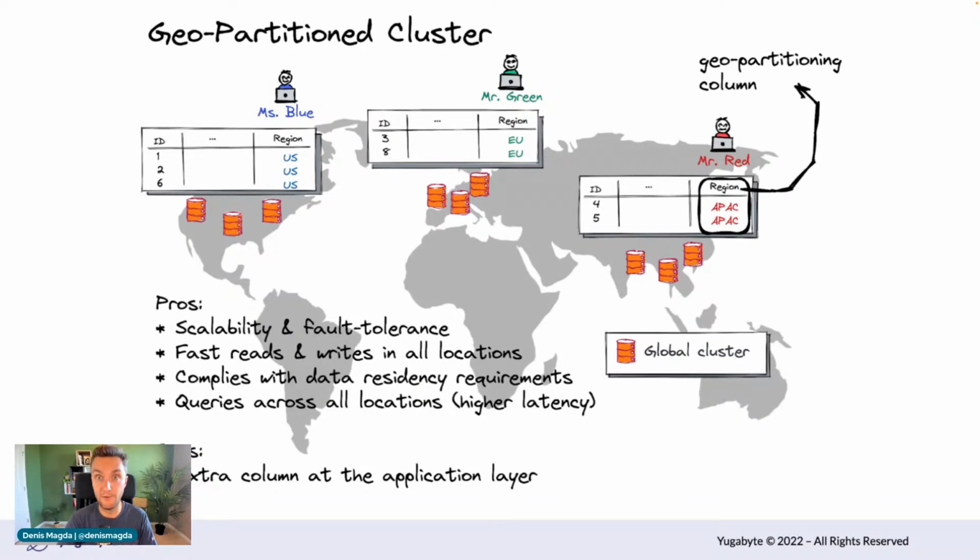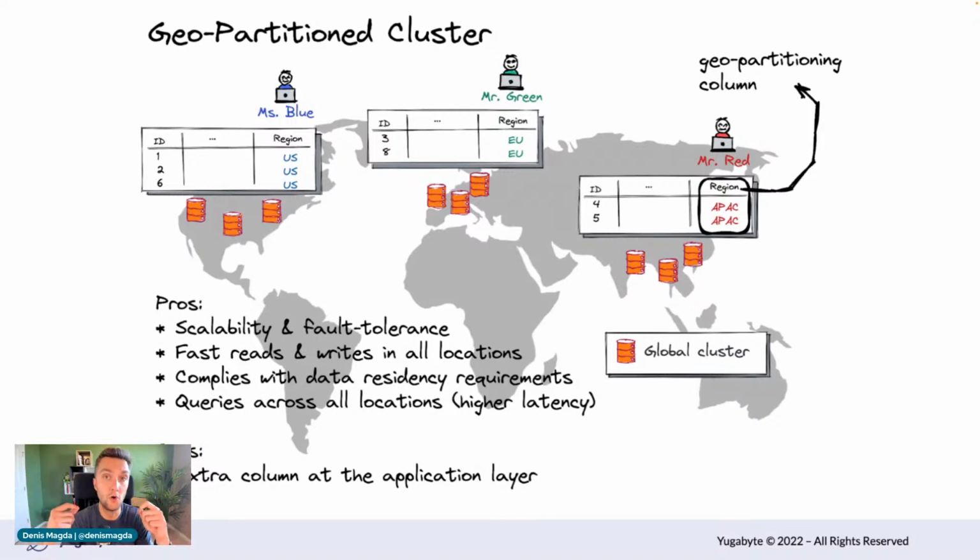And my database also needs to be deployed. Database nodes need to be deployed in all of the primary locations. There is another, and let's quickly talk about a geo-partitioned cluster. This is a type of deployment that is supported by distributed SQL databases. You have a single cluster, like here it's deployed across the United States, Europe, and Asia.